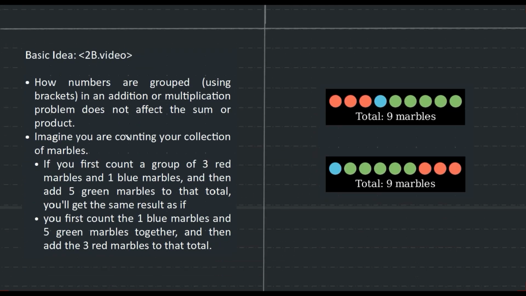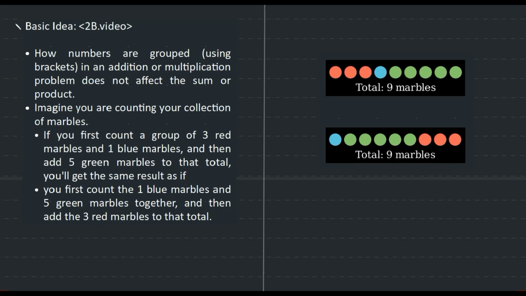So this is your associative property. That was a kind of a hint towards what we are going towards. So let's have a concrete example over here. The basic idea is that how numbers are grouped using brackets in an addition or multiplication problem is not important. Again, we are dealing with addition and multiplication. It does not affect the sum or the product.